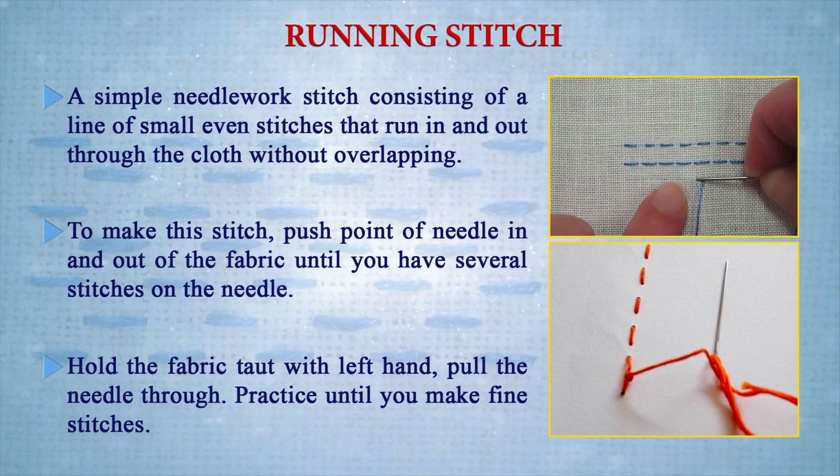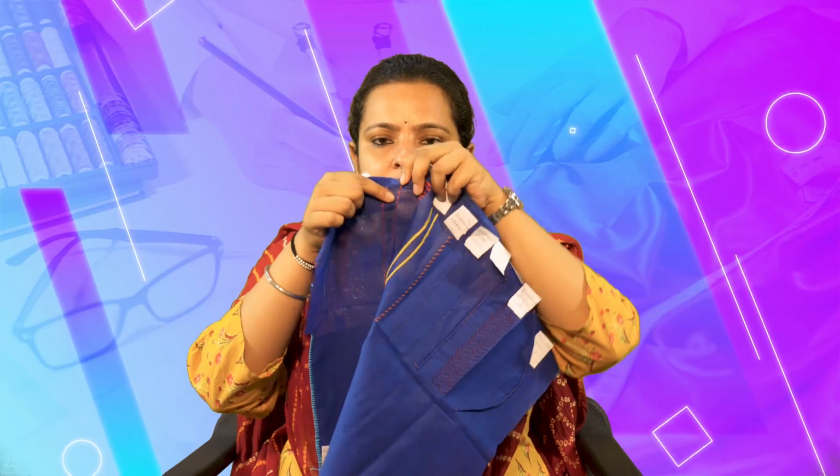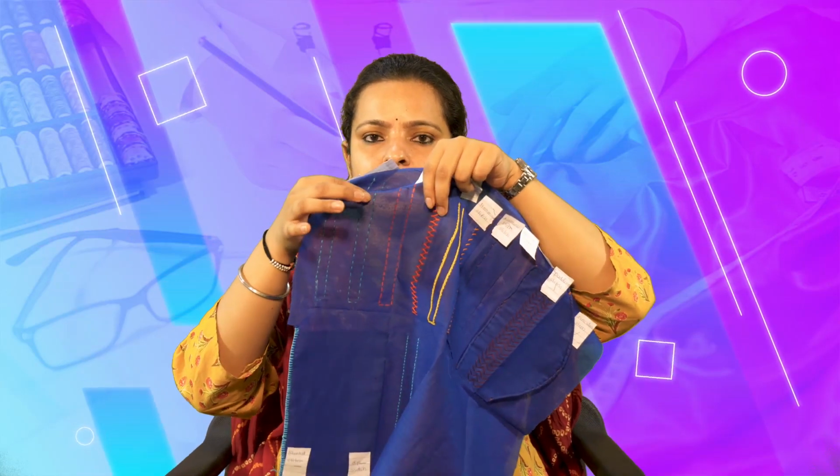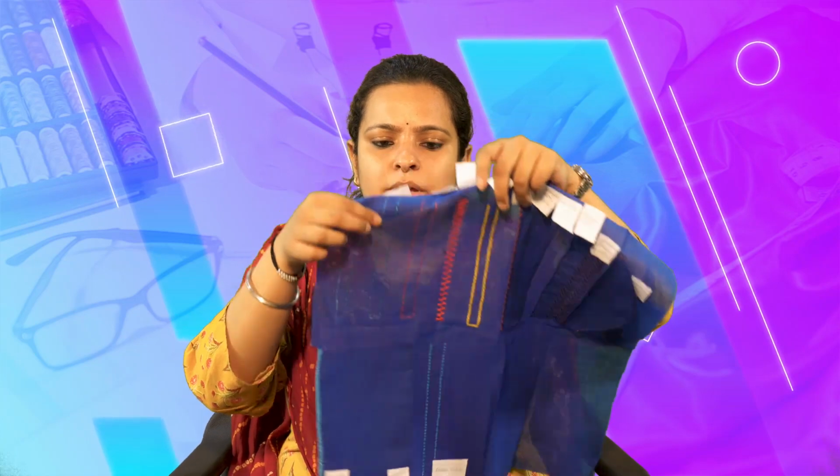As you can see in the picture, this is how the running stitch is done on the fabric. So this is one sample I have. You can see how the running stitch is done on the fabric. The first stitch you can see is even. This is how running stitch is done on the fabric by using your hand stitch method.